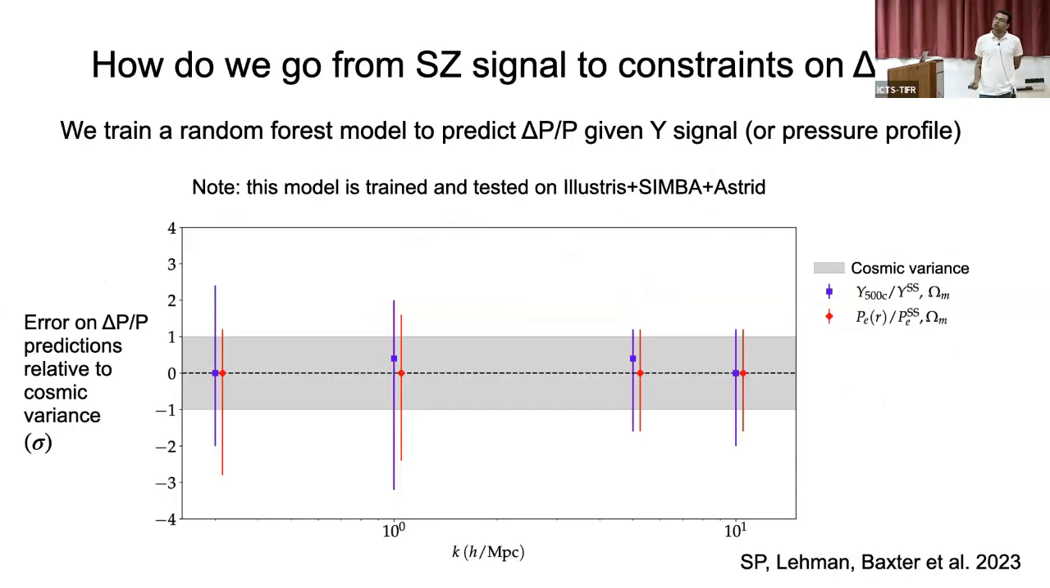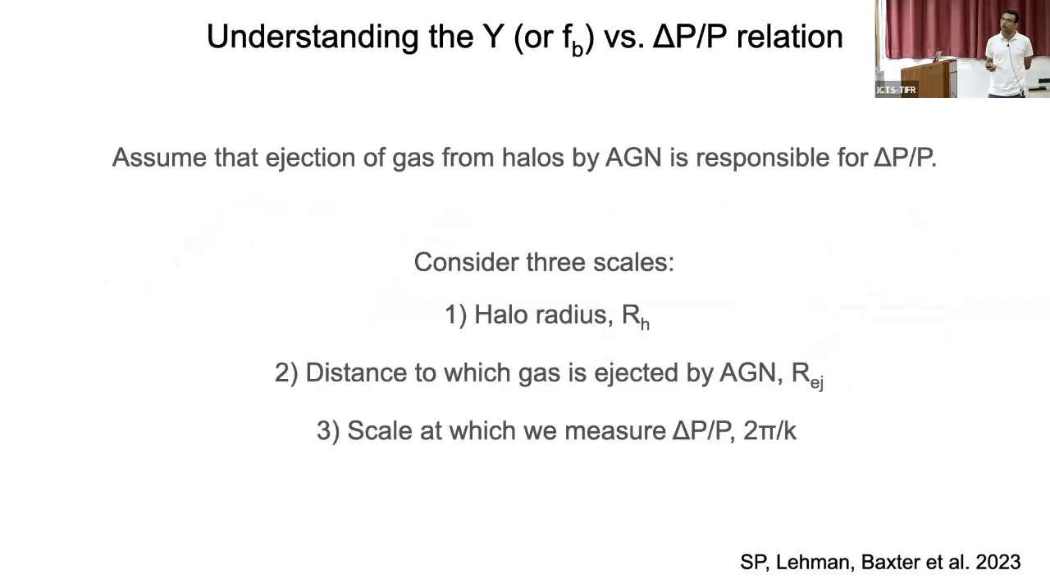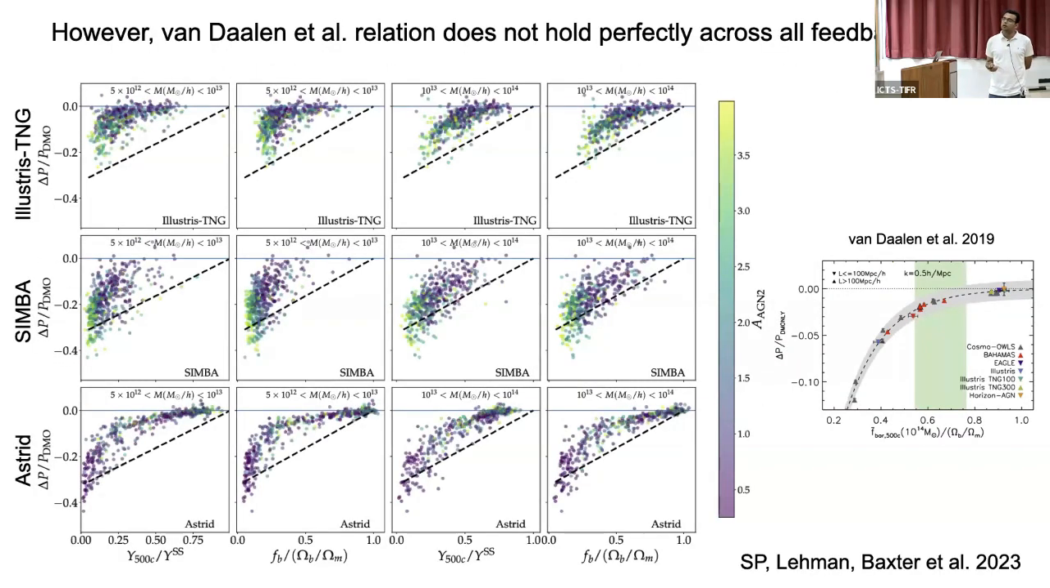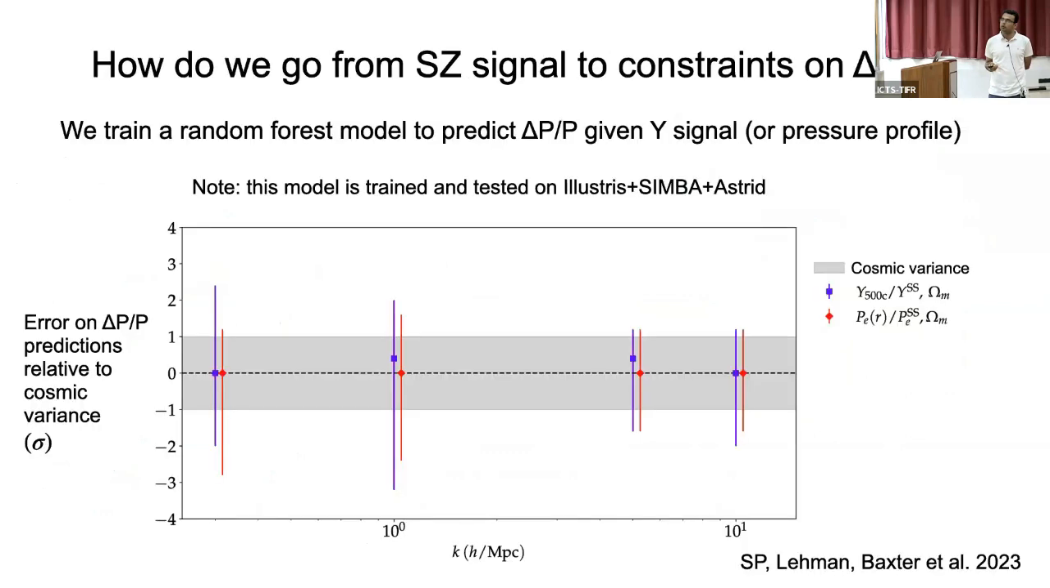Okay, so now I think it's time to take this and see if we can actually make an emulator out of it. So we take all the points that you saw in here and try to train a random forest regressor that learns the relation between any of the input quantities and the output quantity, that is delta P over P. So we train on all the 3 simulations, and in here what's plotted is the error in the recovered delta P over P relative to the cosmic variance error, because that is more or less as best as you can do, and it is plotted in sigma.